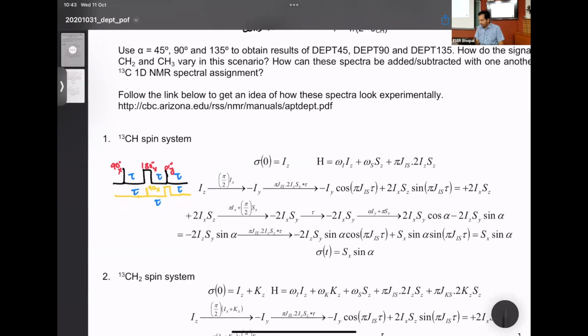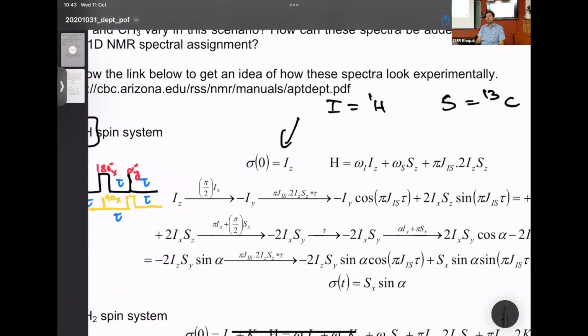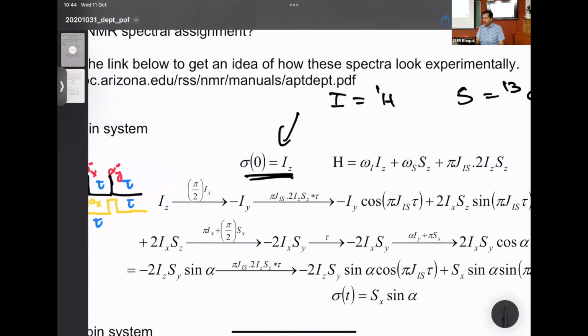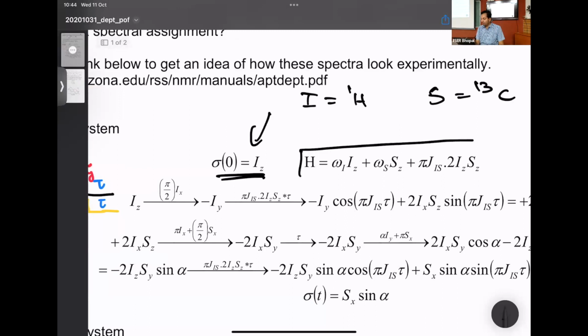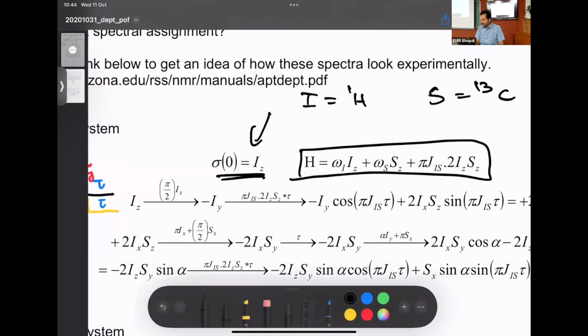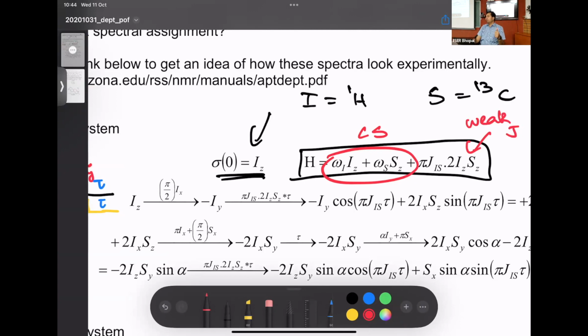Okay, so you're yet again starting with the product operator of proton. I is proton here, S is carbon 13. So you're starting with the CH spin system. When you're starting with the CH spin system, you're starting with the density matrix of the I spin, which is IZ. What is the Hamiltonian that's going to be present? The Hamiltonian has chemical shift parts and the weak scalar coupling part. So far, so good. This entire Hamiltonian is going to exist throughout, except for during pulses.